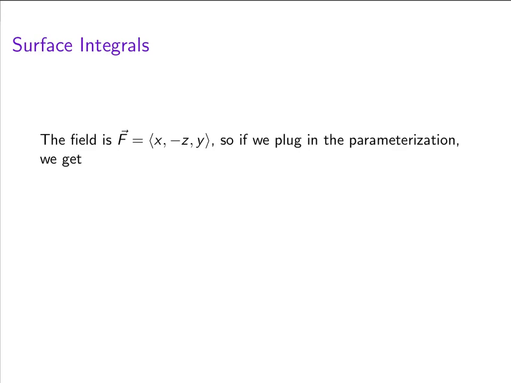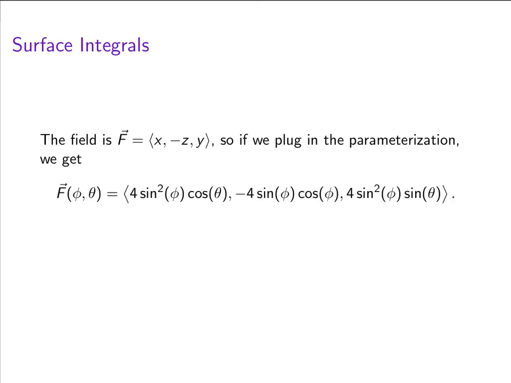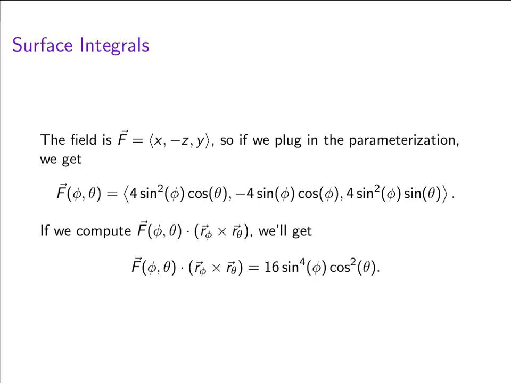Now our field was <x, -z, y>. And so what we want to do is plug in our parameterization, and this is what we get. So our field as a function of phi and theta is <4 sine squared phi cosine theta, -4 sine phi cosine phi, 4 sine squared phi sine theta>. Now let's compute F dotted with r_phi cross r_theta. And if you do all that, you'll get 16 sine to the 4th phi cosine squared theta.